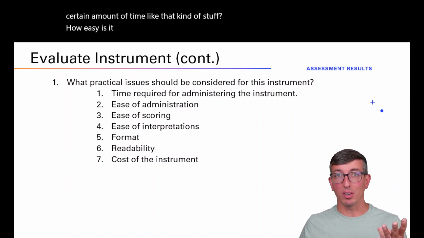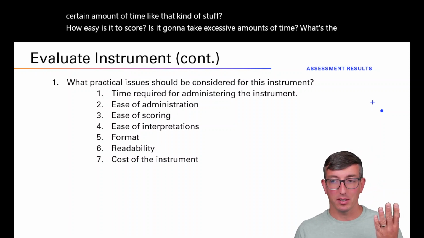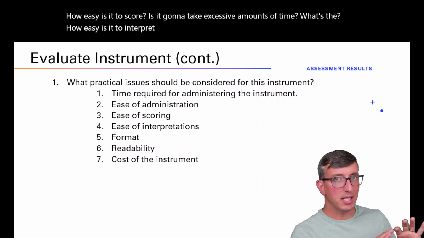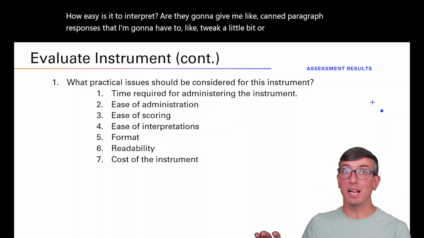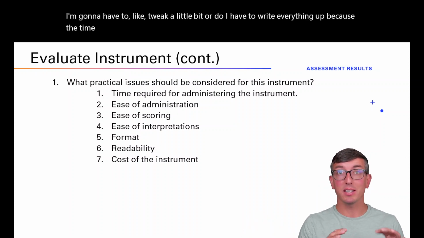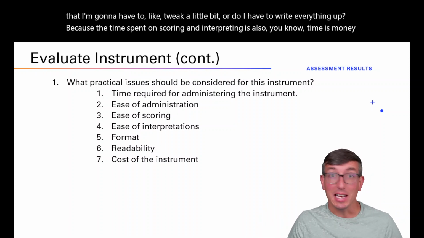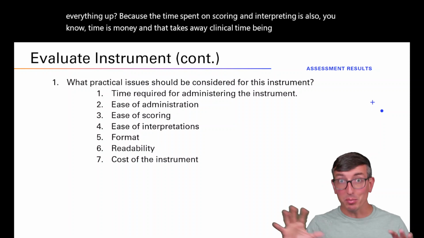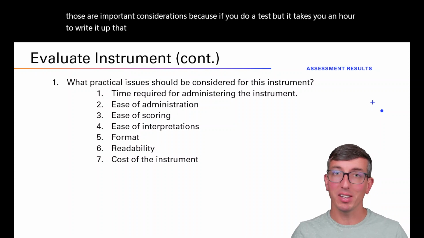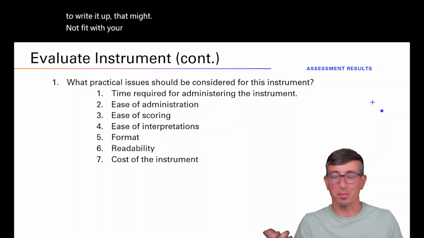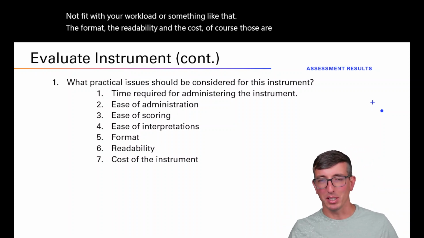How easy is it to score? Is it going to take excessive amounts of time? How easy is it to interpret? Are they going to give me canned paragraph responses that I'm going to have to tweak a little bit, or do I have to write everything up? Because the time spent on scoring and interpreting is also, you know, time is money, and that takes away clinical time of being with people. And so those are important considerations, because if you do a test but it takes you an hour to write it up, that might not fit with your workload or something like that. The format, the readability, and the cost, of course, those are pretty self-explanatory, I think.